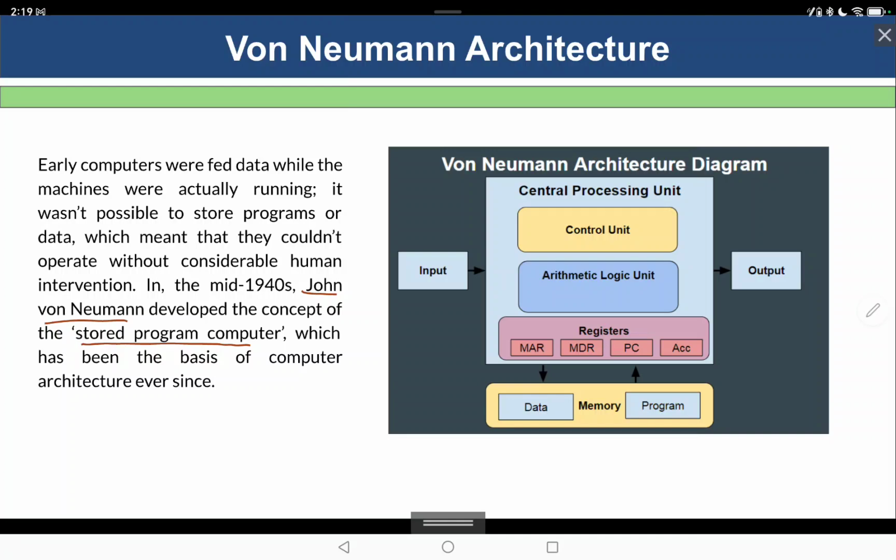So von Neumann architecture consists of the control unit, the arithmetic and logic unit, the registers, the memory, the input, and the output. So we'll look at the function of each unit in the slides.